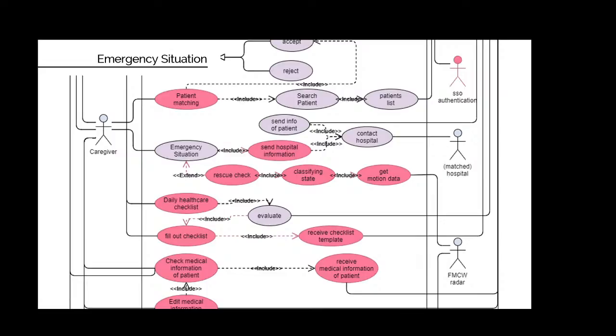At this time, if the caregiver asks to check the rescue situation, the system receives movement data from FMCW radar. Then the system classifies the rescue state, rescued or waiting. Then it sends the rescue state to the caregiver.